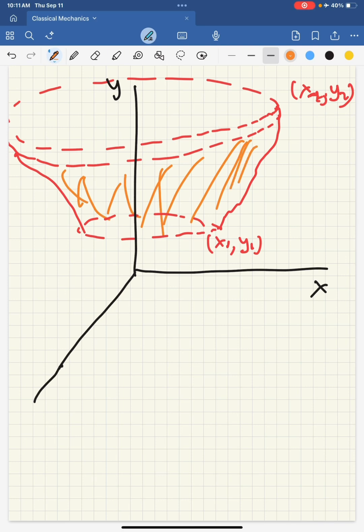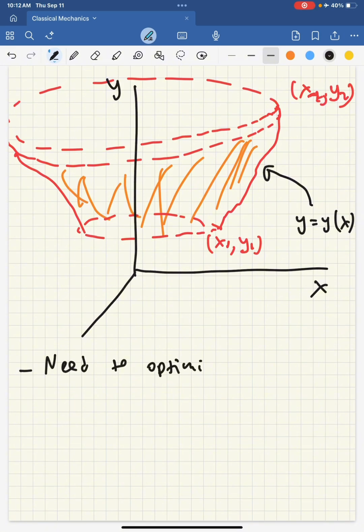So we want to find the equation for this line over there. So that's going to be a function of x. So it's going to be a line with equation something like y equals y of x. Okay, so we want to find the equation of this line such that the generated surface area is a minimum. So we need to optimize, in this case minimize, a surface.